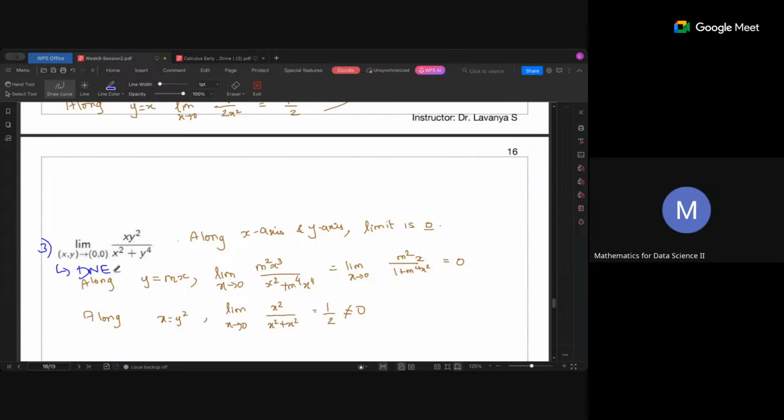So usually this is the way you keep on moving. Sometimes it is very obvious that the limit exists. Otherwise, you have to see along which curves the limits are different, or the limit does not exist. These are the usual curves you take. Usually we don't go beyond parabolas. That is the kind of problems we choose.